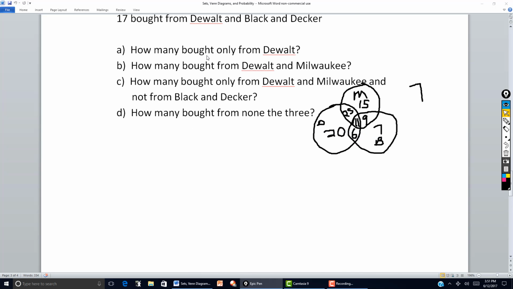So, how many bought only from DeWalt? And you can see that would be the 20. This would be 20. How many bought from DeWalt and Milwaukee? There's DeWalt and Milwaukee. So that means you want the total value of the intersection between DeWalt and Milwaukee. So that's 25 and 11. So that would give us 36.